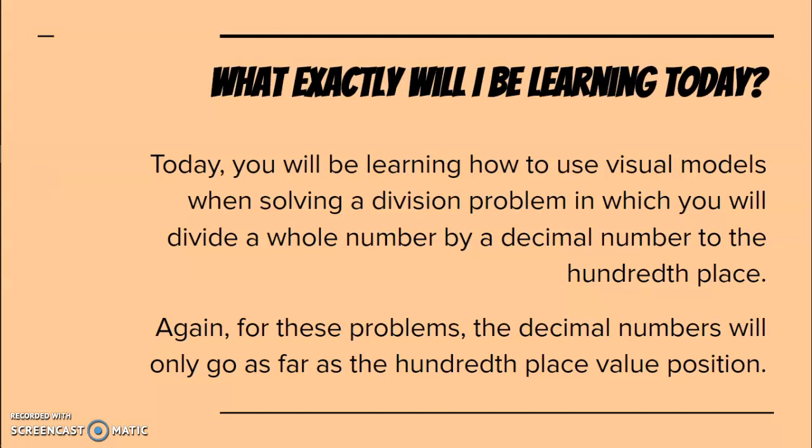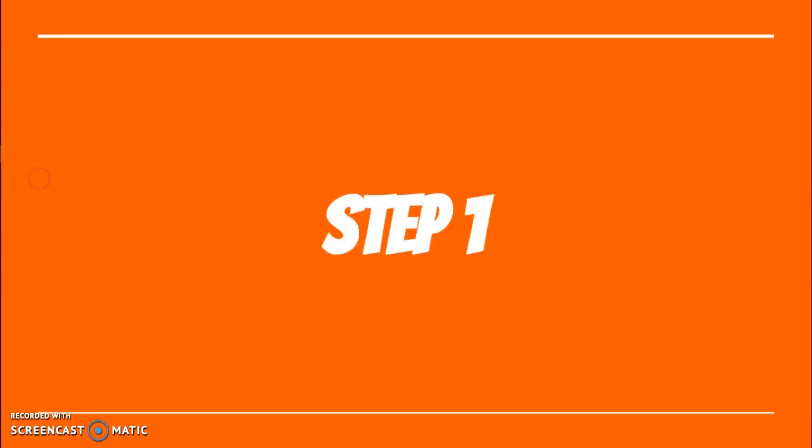Again, today you're going to be learning how to use visual models. So remember to go ahead and print off the hundredth grid paper that's been provided for you. You're going to be dividing whole numbers by a decimal number to the hundredth place. Again, in fifth grade, the furthest you'll need to go is to divide a decimal number that is in the hundredth place. So tenth and hundredth. Next year, you'll take it even further.